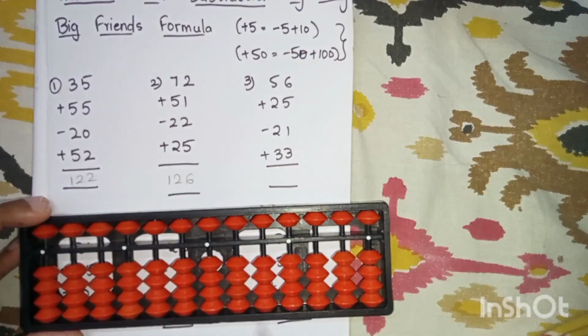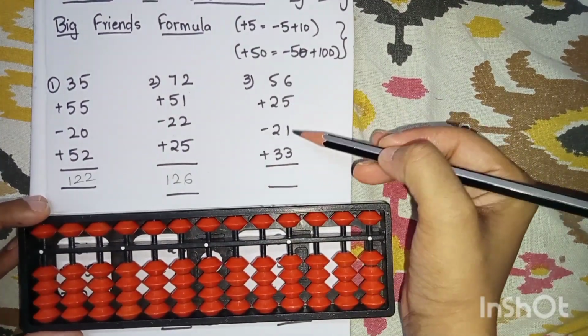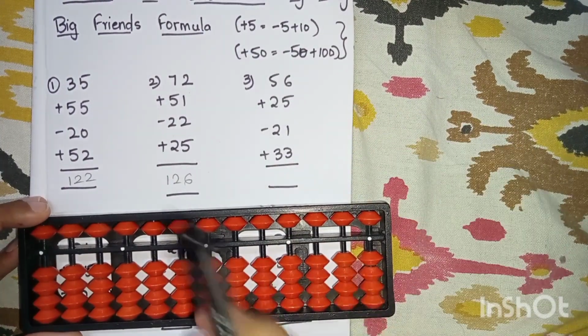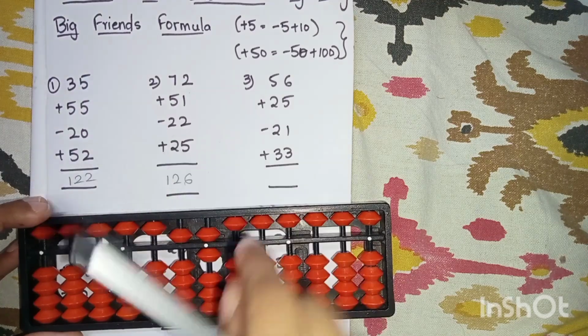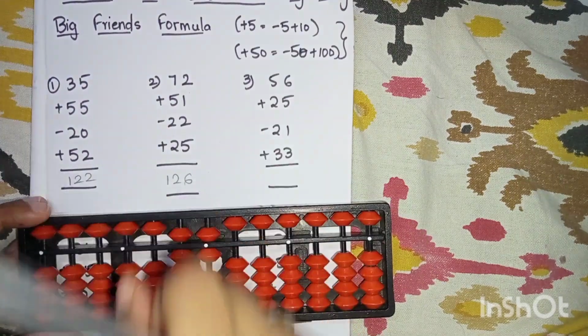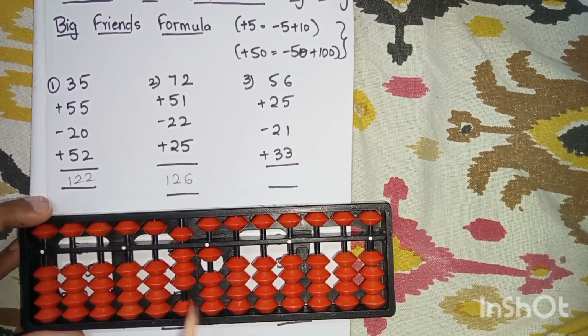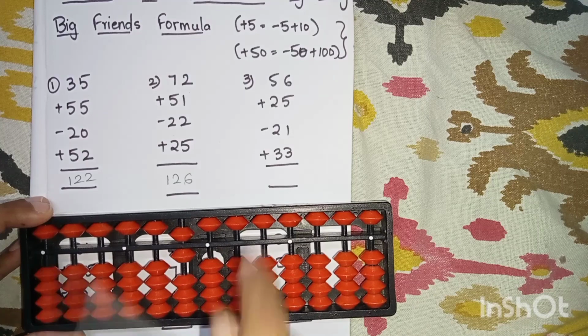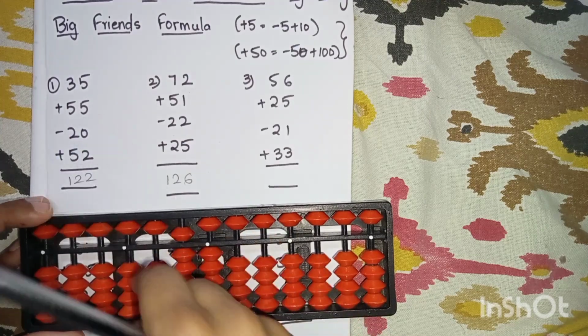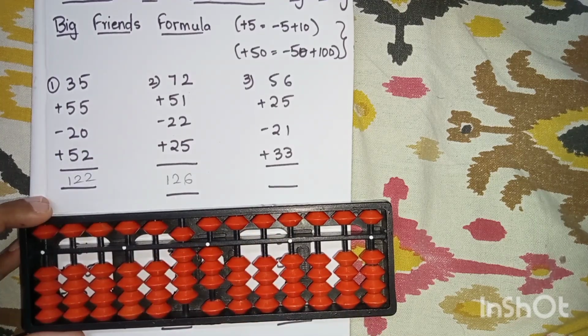Clear the scale. 56 plus 25 minus 21 plus 33. 56 plus 25 minus 5 add 10. Because the 5 is not already added, that's why I have taken the plus 5 formula, difference formula. Next minus 21. Next plus 33. What is the answer? 93.